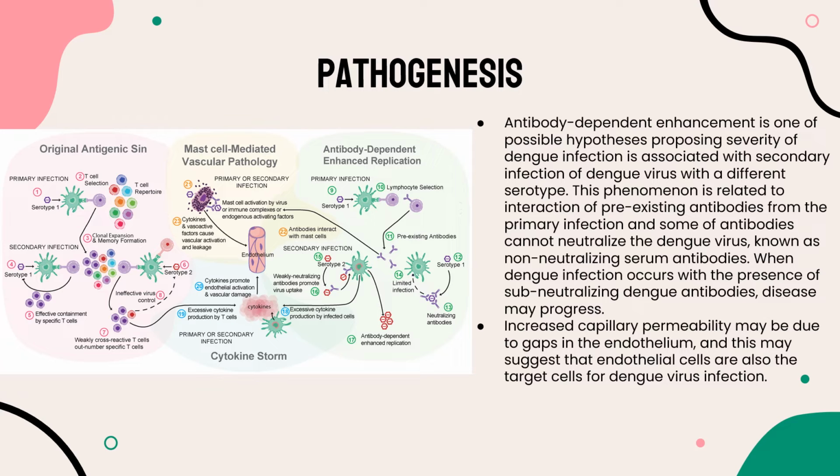Increased capillary permeability may be due to gaps in the endothelium, and this may suggest that endothelial cells are also the target cells for dengue virus infection.